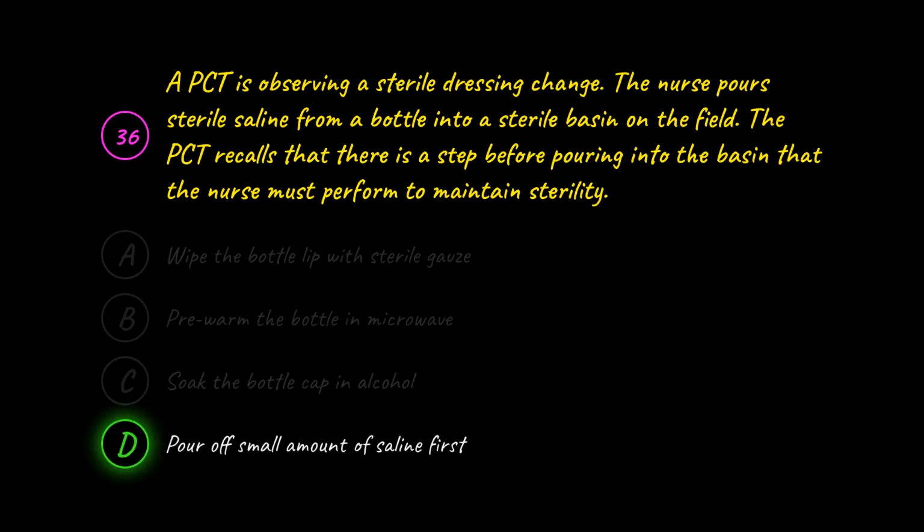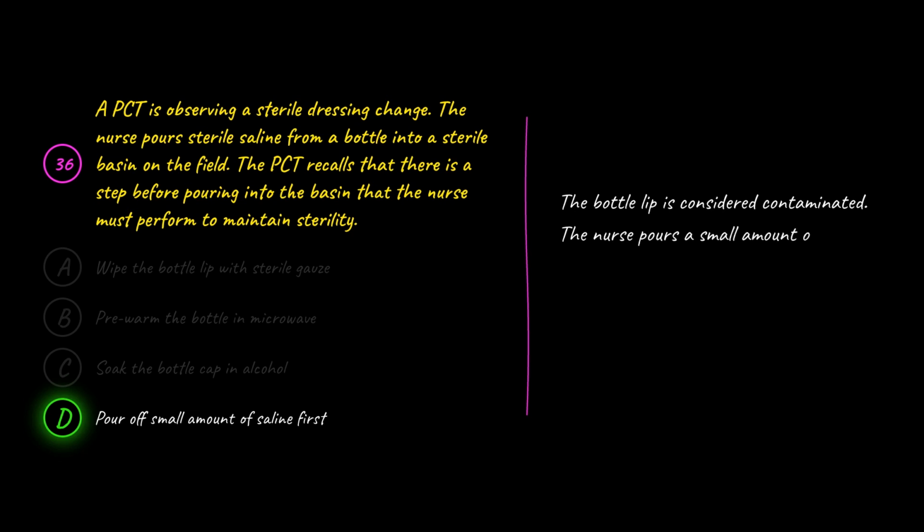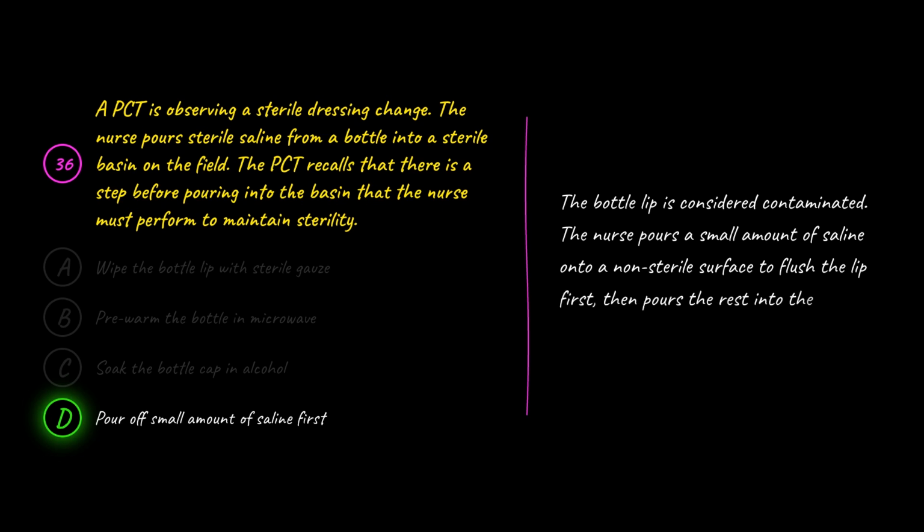The correct answer is D. Pour off small amount of saline first. D is correct because the bottle lip is considered contaminated. The nurse pours a small amount of saline onto a non-sterile surface to flush the lip first, then pours the rest into the sterile basin without letting the bottle touch.